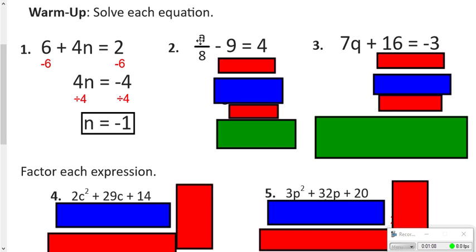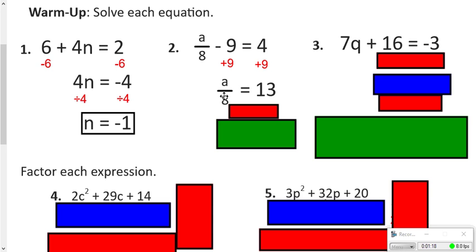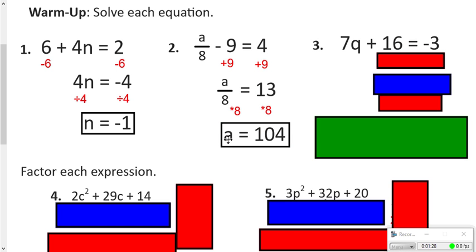On number 2 we have a over 8 minus 9 equals 4. On both sides of our equation we can add the 9. This will leave us with a over 8, or a divided by 8, equals 13. Again, to get a totally alone, we will multiply both sides by 8, so we will get a equals 104.